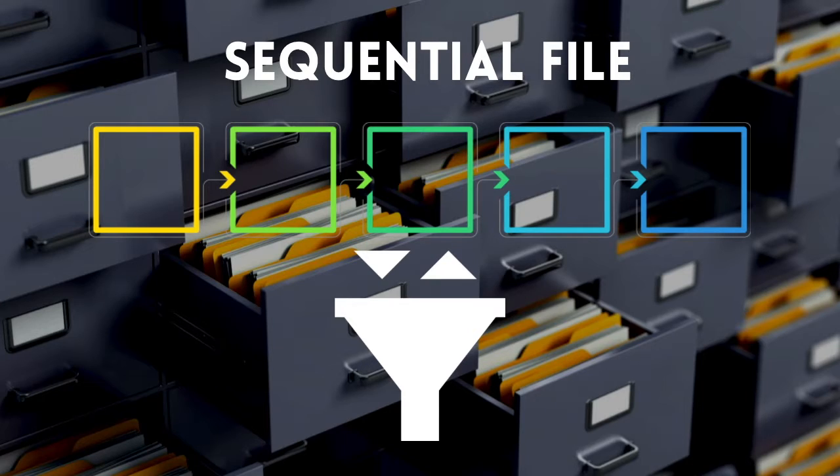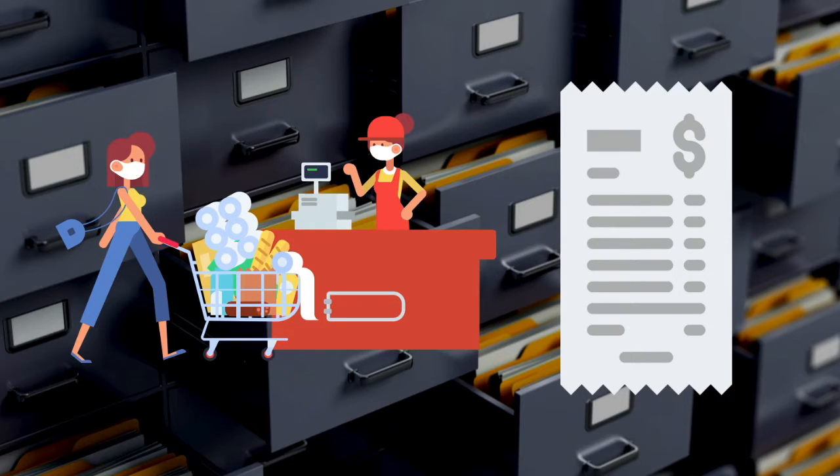Sequential files are searched using sequential access, which means that if you want to find a record in a sequential file, you have to start at the beginning and work your way through until you find what you are looking for. An example of the sequential method can be found at a supermarket. When the cashier scans an item, the receipt is printed in the order the item was scanned. And if you want to track the price of one of the items you bought, you will have to start from the beginning, the first item, and go down until you find the item you're looking for.